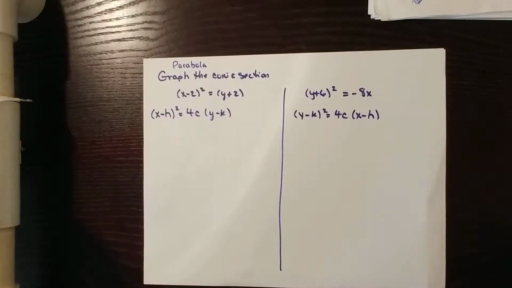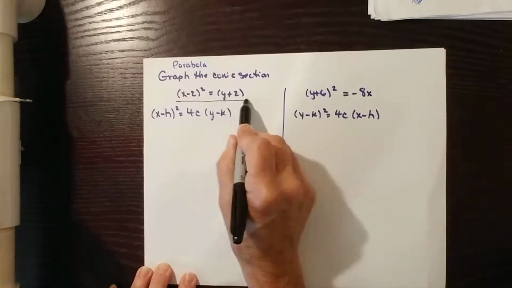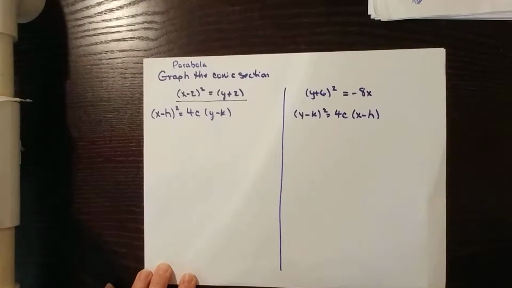This is a video about how to graph various conic sections, and we're going to look at two conic sections. This first one we're given is (x - 2)² = y + 2. And this one is a parabola. You can recognize a parabola pretty easily because only one of the variables is squared.